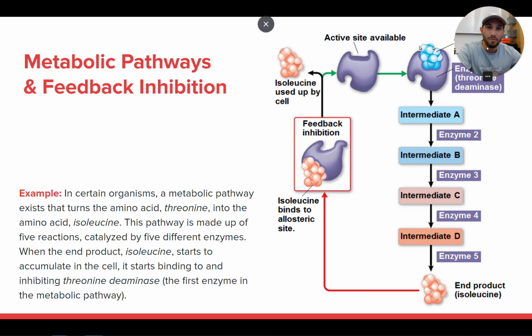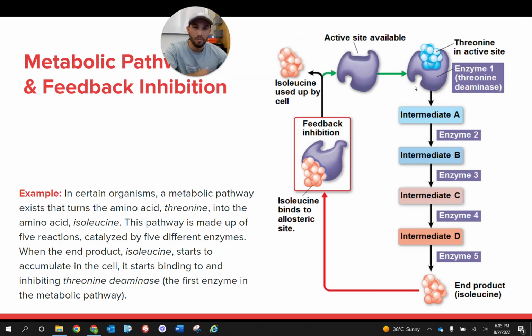Here's another example of that real quick. I won't spend a lot of time on this, but this is a real example where there's a metabolic pathway that takes this molecule called threonine, and there's a series of 5 reactions that turn it into this end product called isoleucine. Each of those reactions involves a different enzyme, enzyme number 1, 2, 3, 4, 5, to ultimately get this molecule to turn into this one.